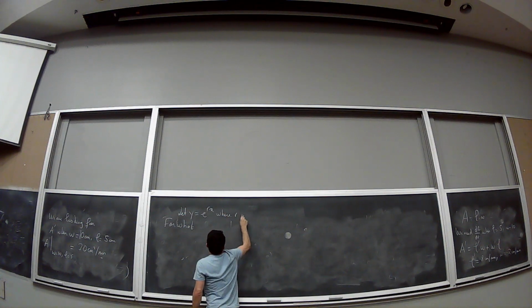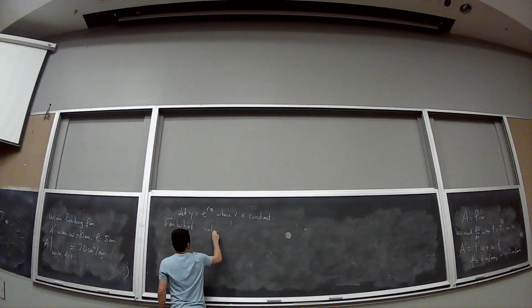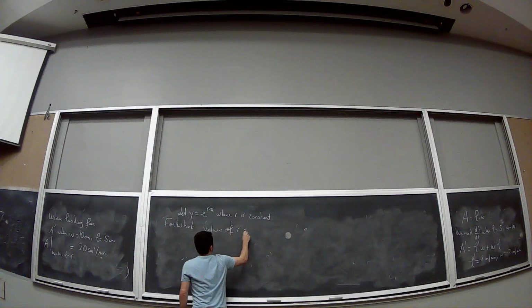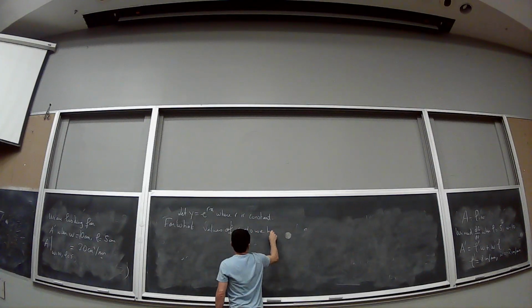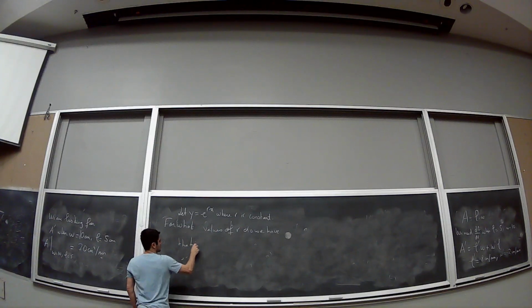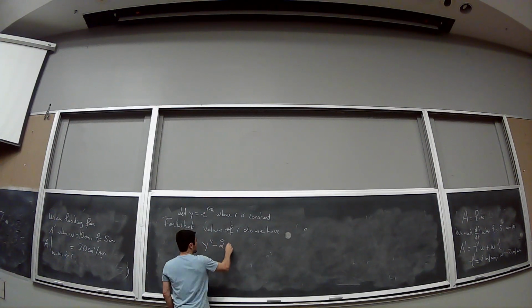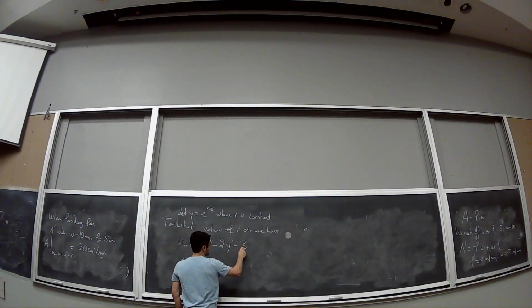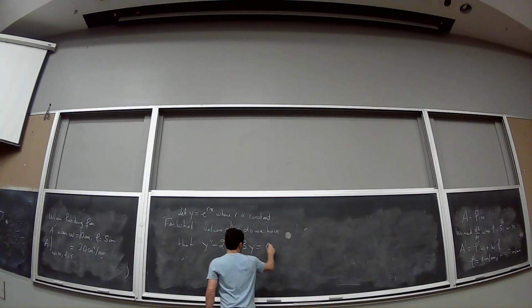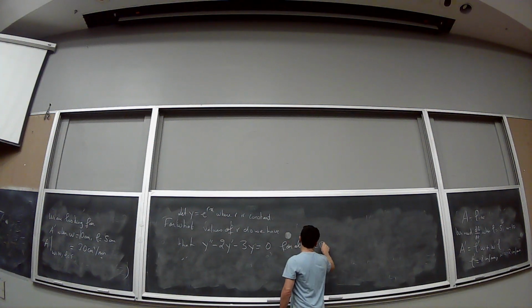So let y be e to the rx, where r is constant. For what values of r do we have that y double prime minus 2y prime minus 3y is equal to 0 for all x?